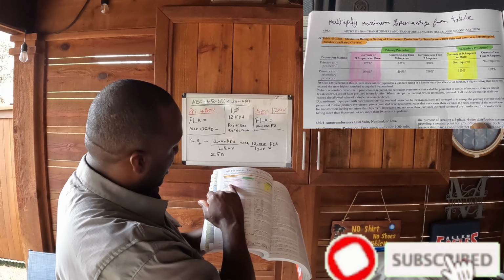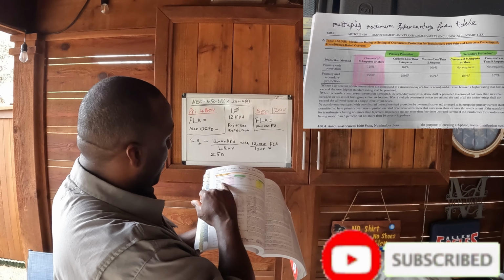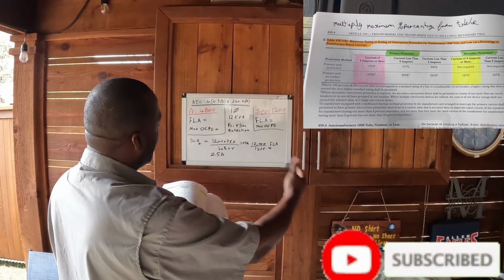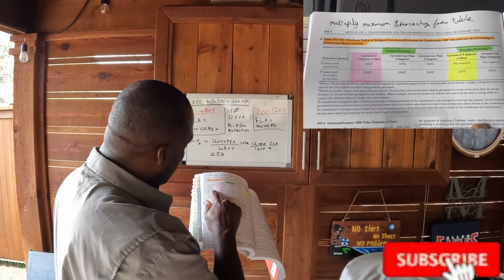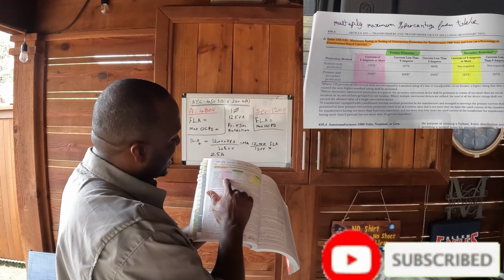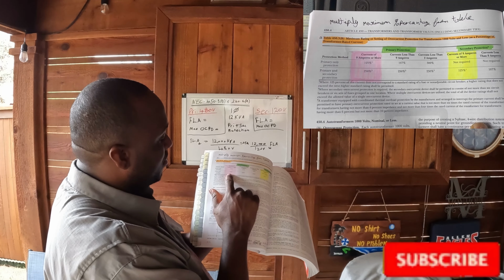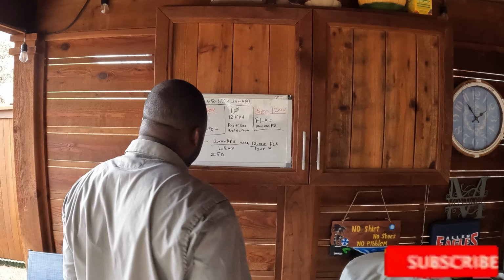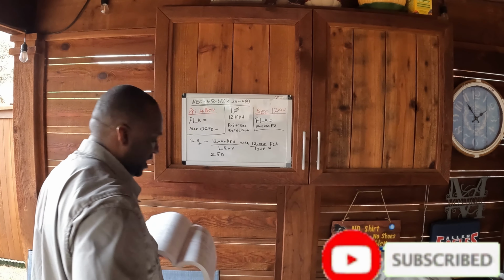And if you look in the lower level here, it says primary only. No, because we're looking for primary and secondary. So with the primary and secondary, it says we should multiply by 250%. And how you're gonna write that 250% is like this.